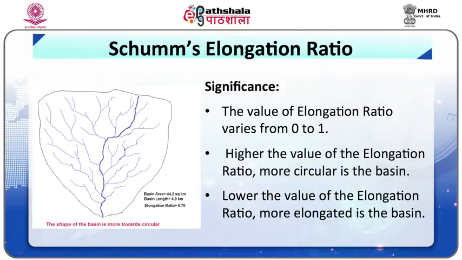Higher the value of the elongation ratio, more circular is the basin. Lower the value of the elongation ratio, more elongated is the basin. The area of the basin shown is 44.2 square kilometer and basin length is 4.9 kilometer. After putting the values in the equation, the elongation ratio is determined as 0.76. It shows the basin shape is more towards circular rather than elongated.